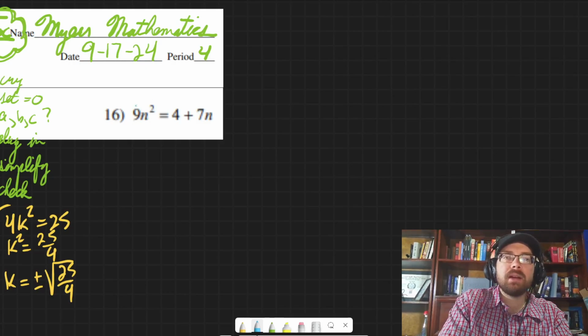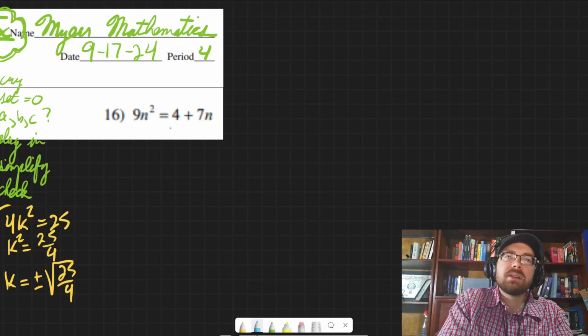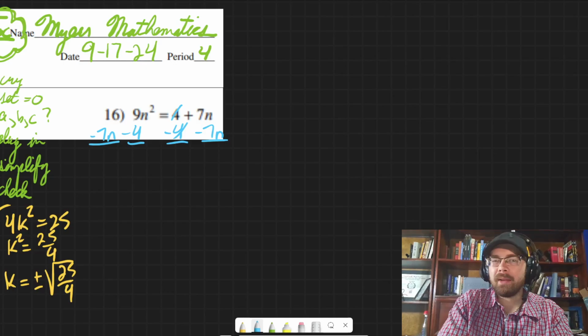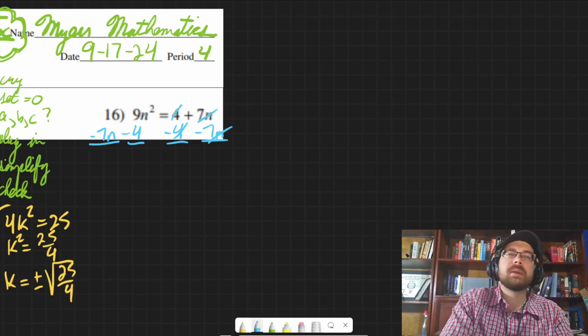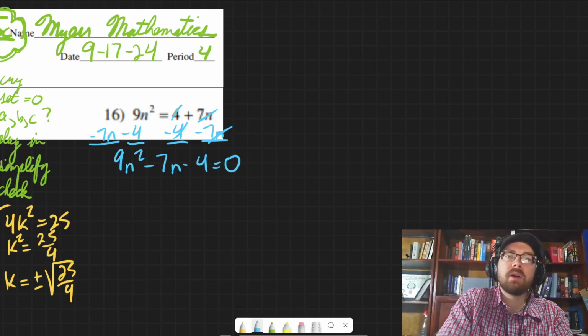9n squared. I guess it would be easier to just move that over to the right. But like I said before, I like to keep that leading term positive. So even though it's a little bit more work, I'm actually going to prefer to do it this way, where I slash that and move this over. I'm just kind of putting them somewhere. I'm not actually going to do 9n squared minus 4 because they're not like terms, but I just needed to put it somewhere to show that I'm doing that on both sides. So 9n squared minus 7n minus 4 equals 0.